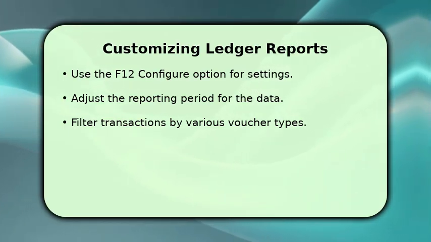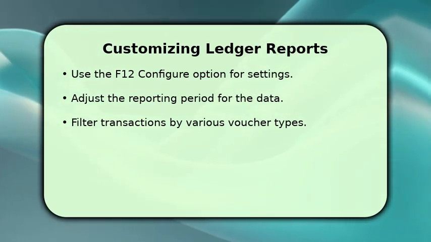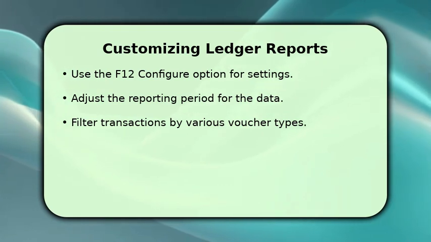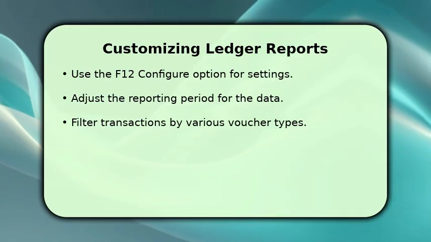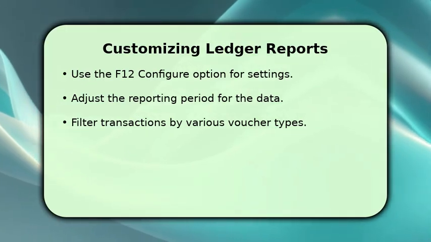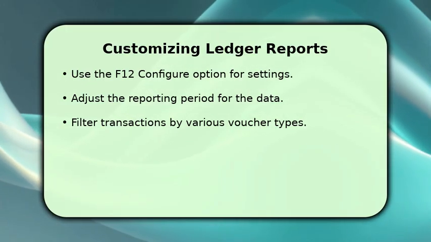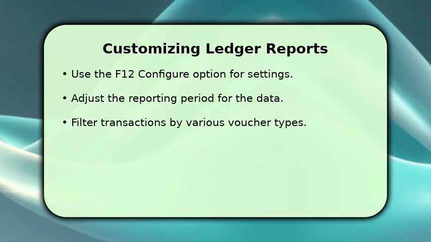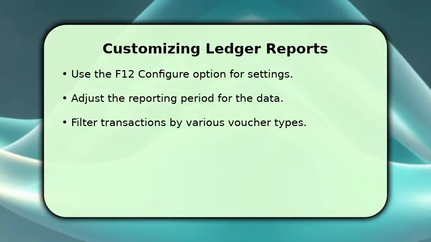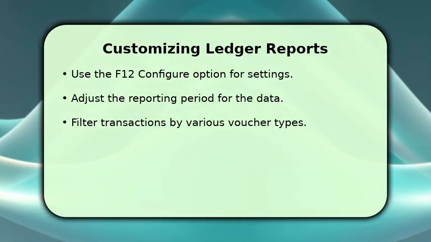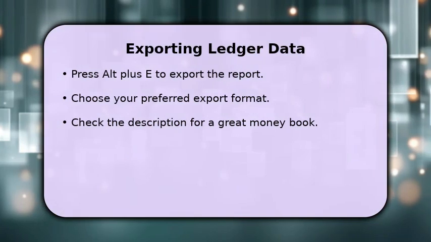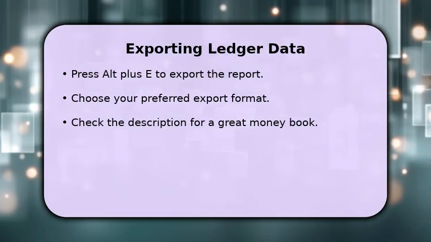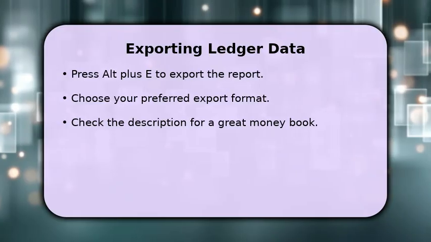To customize your ledger report, press F12 for the Configure options. Here, you can adjust several settings to tailor the view to your needs. For instance, you can change the reporting period to see transactions within a specific date range. You can also filter transactions by different voucher types, such as sales or payments, to focus on particular activities within the ledger.